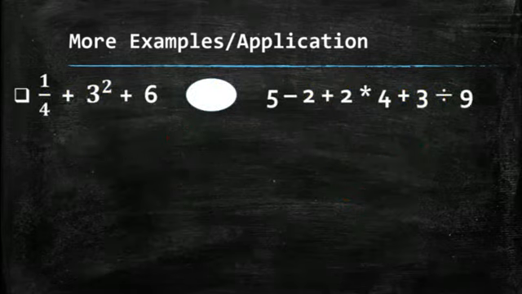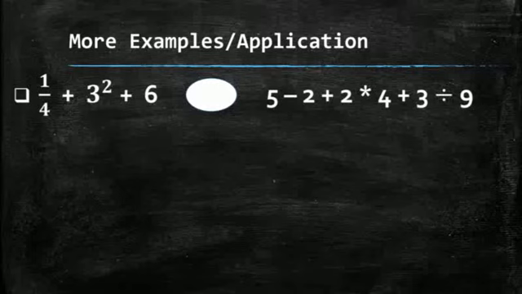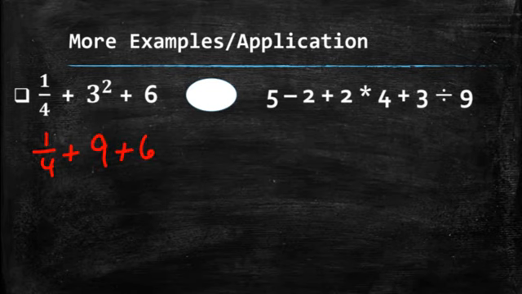Next example, 1/4 plus 3 squared plus 6. 1/4 plus 3 squared is 9 plus 6. If I add them together, 9 and 1/4 plus 6 is 15 and 1/4.